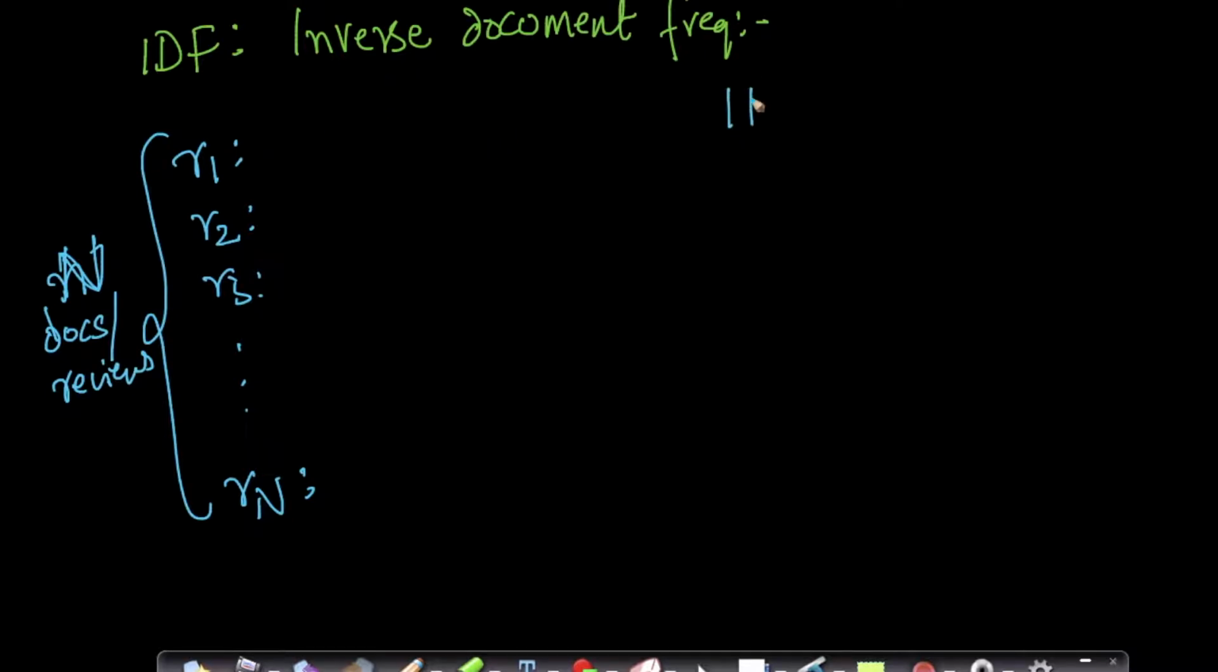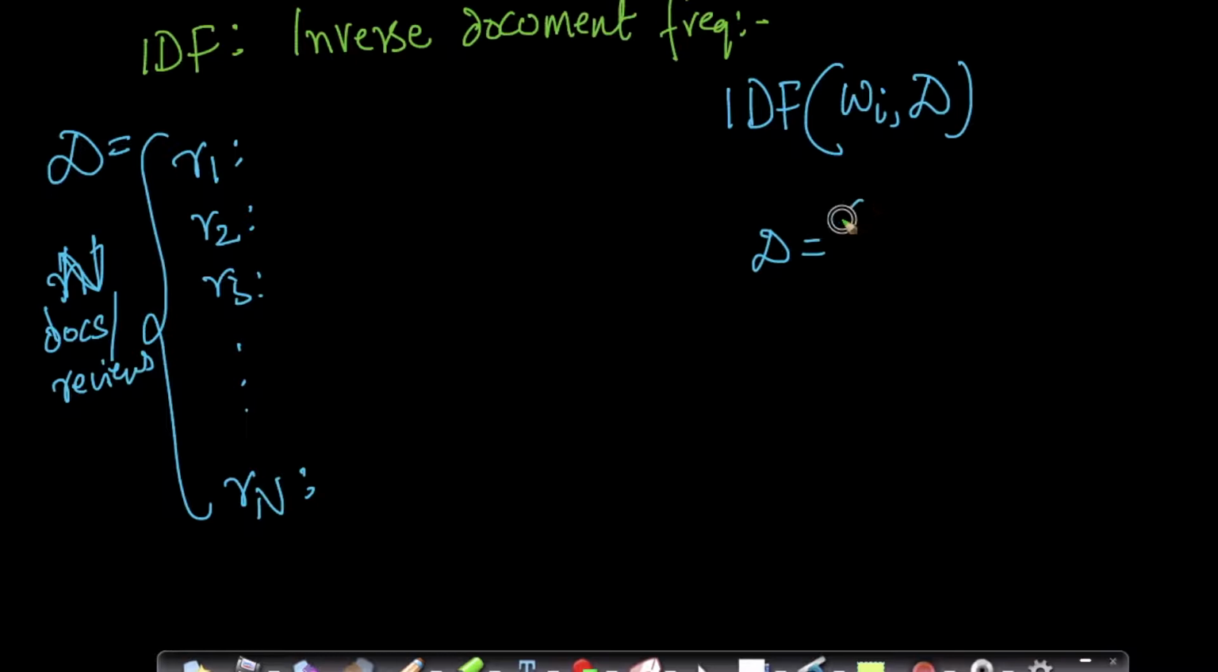So inverse document frequency is always for a word WI in a corpus. Let's think of this as a data set or a corpus. My D, capital D, is a set of all these n reviews. So IDF is always measured for a given word in a corpus. So here my D is basically my set of review 1, review 2, and so on, review n. It's a set of all of my corpus. Let's call it DC, which means my data corpus.